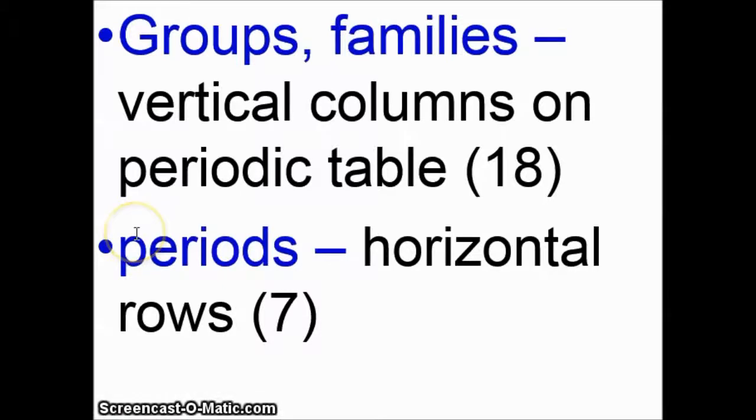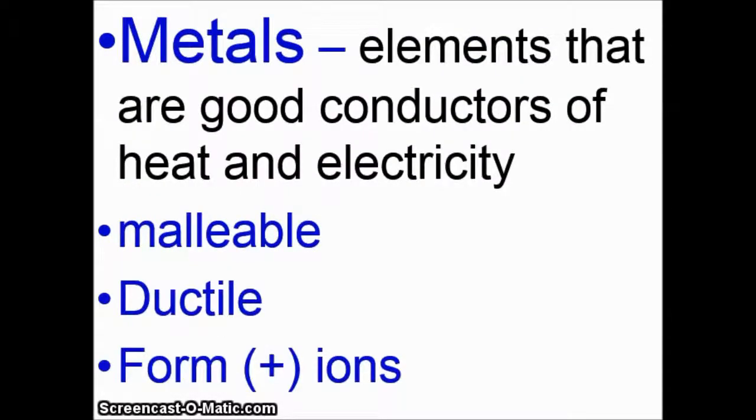There are also different sections of the periodic table. One are metals, and metals are elements that are good conductors of heat and electricity. They're malleable. That means that they can be bent into shape, hammered into different shapes. Ductile means that they can be turned into a wire, and they form positive ions. When they form ions, they form positive ions. That means that they are losing electrons.